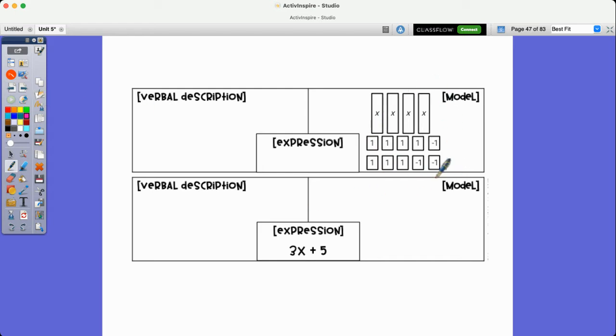Now this one, the model is just kind of those boring math tiles. But I have 1, 2, 3, 4 X's, and then I have 1, 2, 3, 4, 5, 6, 7 positive ones and 1, 2, 3 negative ones. So I want to figure these out. I want to do some zero pairs here because I want just what I need.